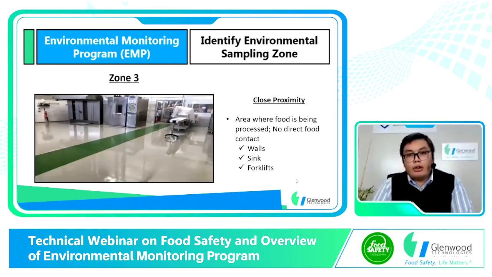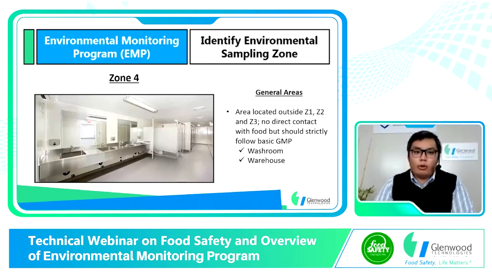Zone 3 are those in close proximity or adjacent to zone 2. So these are areas where food is being processed but not in direct contact with the food. So some common examples would be the walls, the sinks, and the forklifts. So not in direct contact to food, not adjacent to zone 1, but within the food processing area.